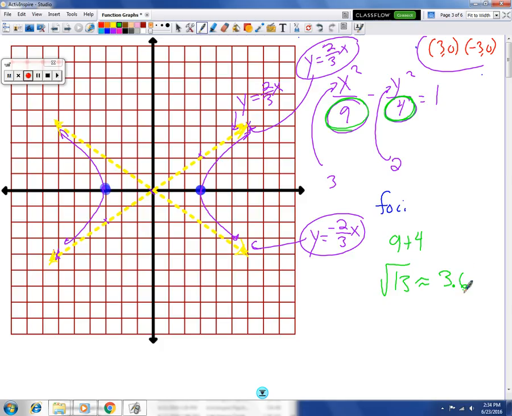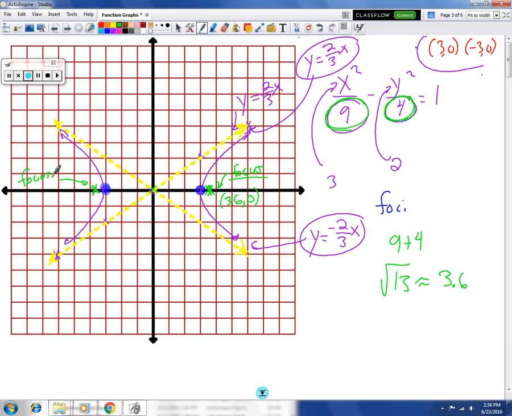So where do I graph that? I start at the origin. I go about 3.6. So I'll put a little X there for a focus. Focus is singular. So if I calculate the square root of 13 correctly, it's about 3.6 and 0. And there'd be one on the other side. Start in the middle, go about 3.6. So that'd be the other focus.